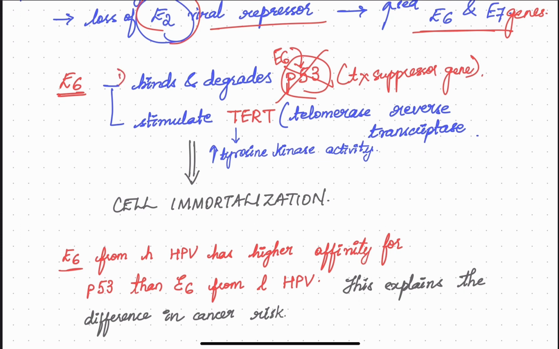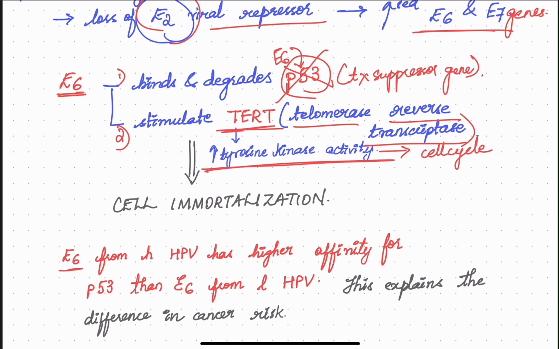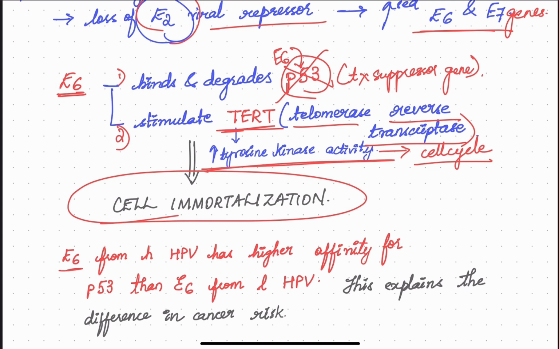And the second function is they stimulate TERT, that is telomerase reverse transcriptase enzyme. Because of this increased telomerase, there is increased tyrosine kinase activity. Increased tyrosine kinases means increased cell signaling pathways, increased cell cycle progression, increased cell growth. So by these two mechanisms, they make the cell immortal. That is, the damaged cell does not undergo apoptosis. They survive, they proliferate, they make progenies, they make colonies. The cell becomes immortal, they do not die.